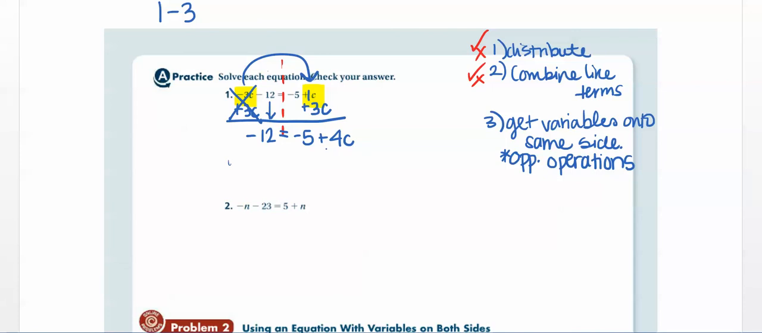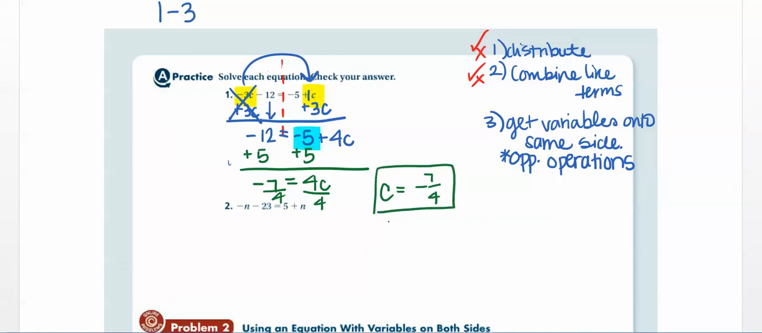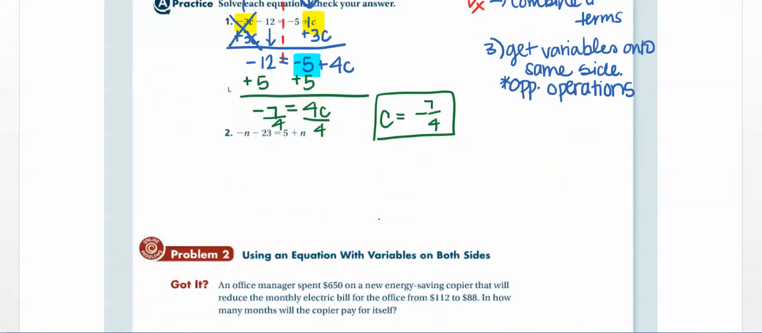Okay, so now we need to undo what's happening to c. So we have a negative 5 here. It's kind of like subtracting 5. So I'm going to add 5 to both sides. Negative 12 and positive 5 gives us negative 7. Bring down our equal sign, equals 4c. Then we divide by 4, and we're done. Again, we're getting lots of fractions here. Fractions are not wrong. Just remind yourself that, okay?